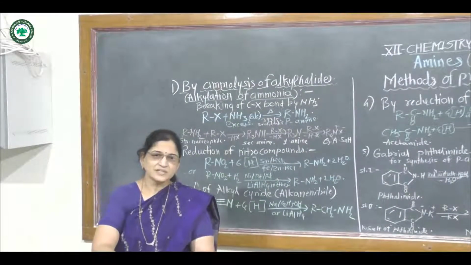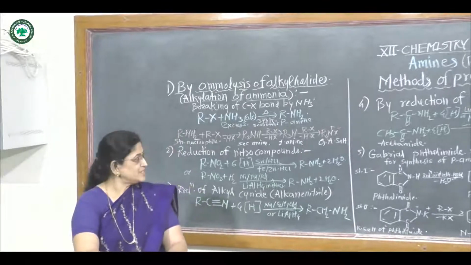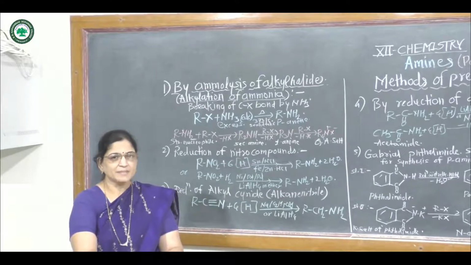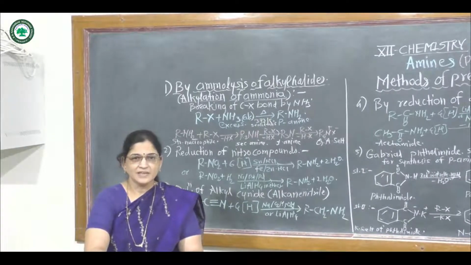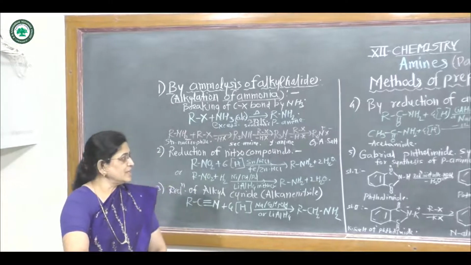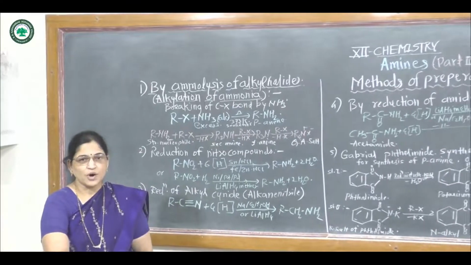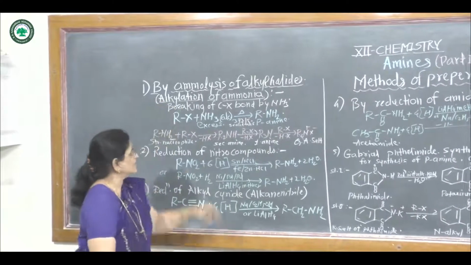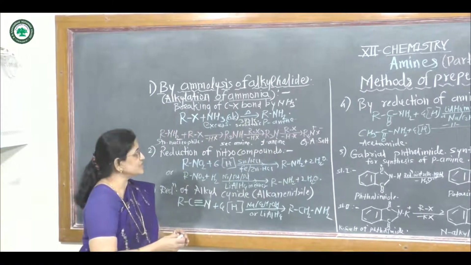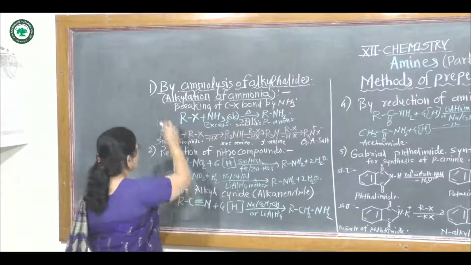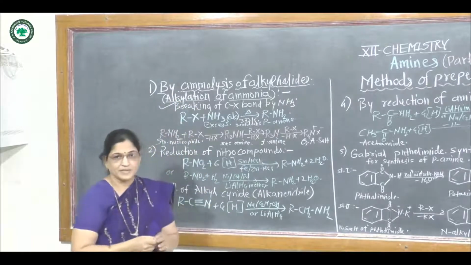Hello students, in the last lecture we saw the nomenclature of amines, that is primary amines, secondary amines and tertiary amine. Today we are going to study methods of preparation of amines. First of all, the first method is by ammonolysis of alkyl halides. This is also called alkylation of amine.